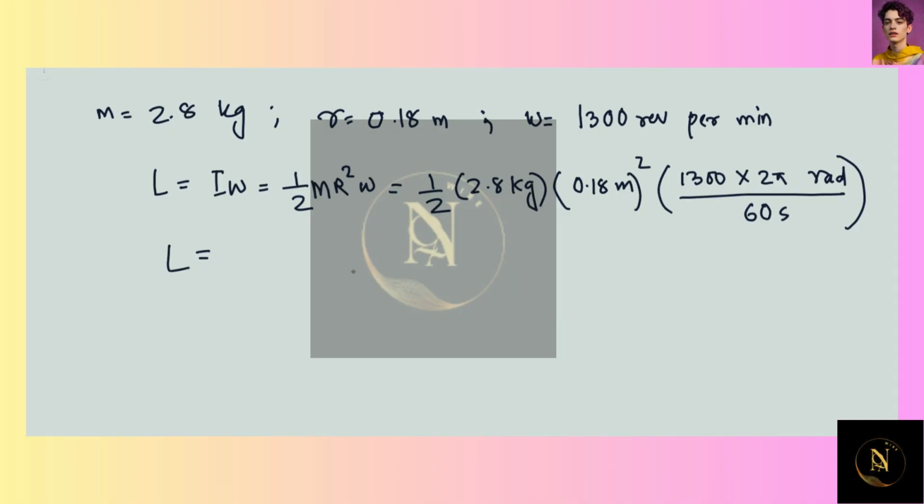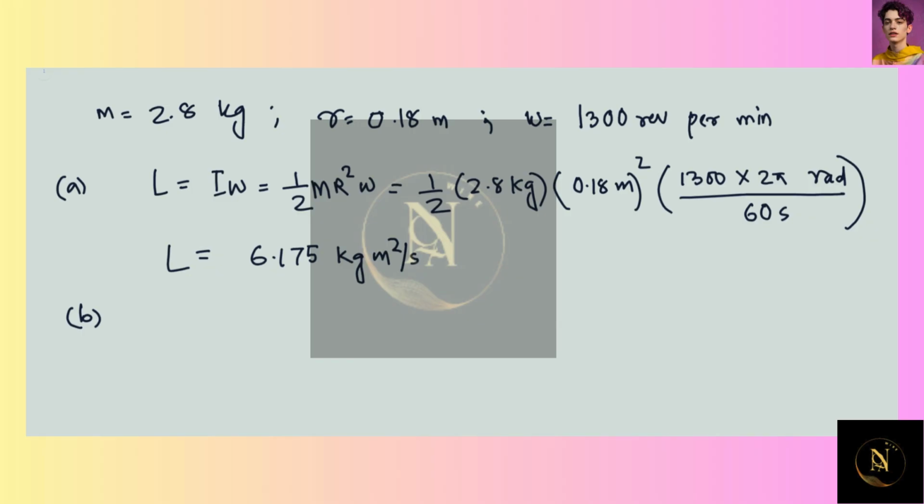Now we solve this equation and we get L to be 6.175 kg meter squared per second. So this is the first part. For the second part, we have to find the torque.